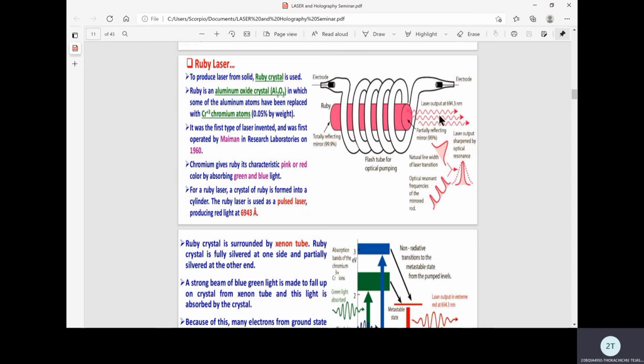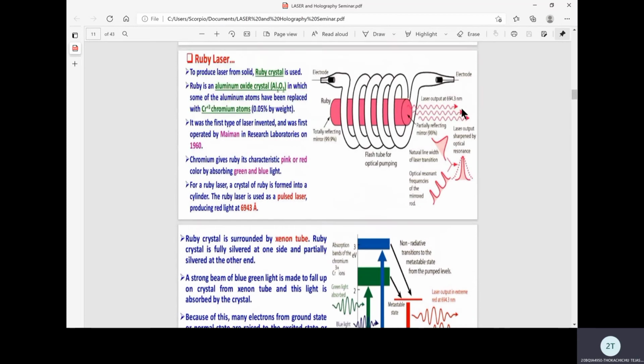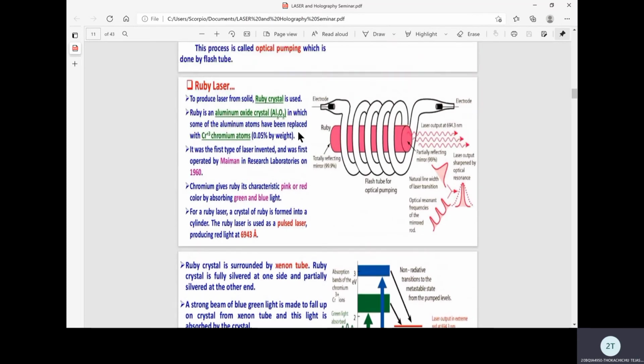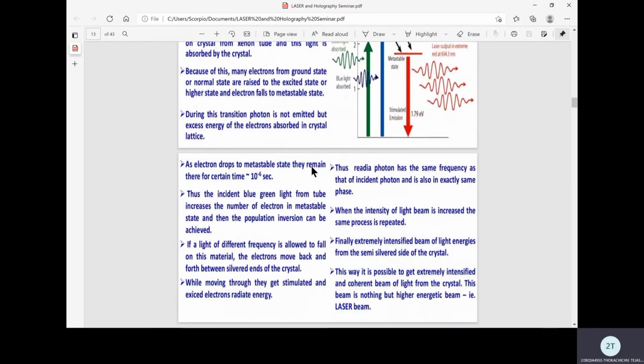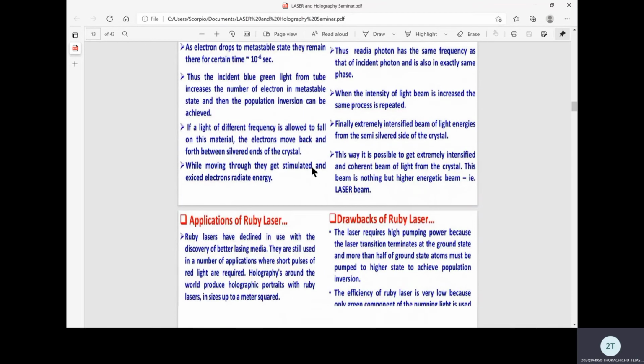And because of this, after a certain point of time, what this gives out is a light beam of very high intensity, which is nothing but our laser beam of 6943 Angstrom wavelength, which is the parameter of this ruby laser light. So this is the phenomenon occurring in this ruby laser experiment.